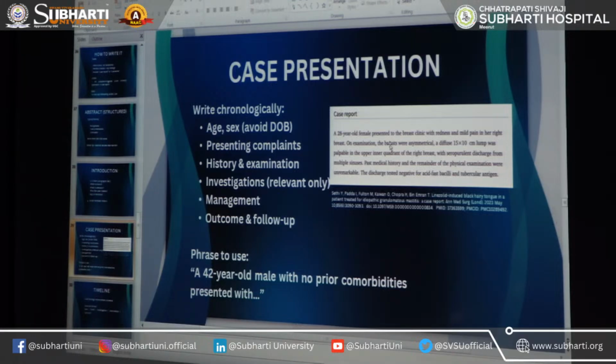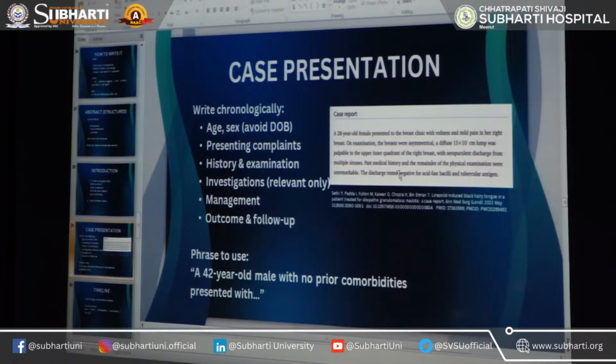This is one of the case reports we had, where the patient had black hairy tongue. BHT is a rare side effect of linezolid. So this is the way we have started it. A 28-year-old female. If she had any comorbidity, I would have mentioned that here. Presented to the breast clinic with redness and mild pain in her right breast. On examination, these were the findings, and past medical history and the remainder of the examination was unremarkable. Had there been any finding, I would have given that at the start, right? So this is the way to write the case presentation.